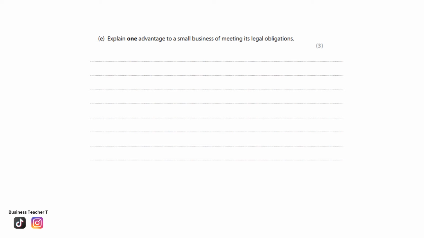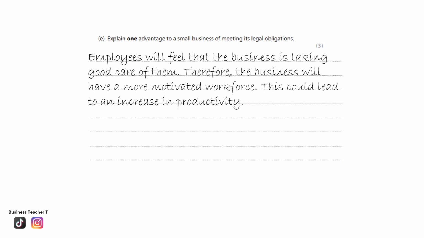Explain one advantage to a small business of meeting its legal obligations. Now here is a possible answer. Employees will feel that the business is taking good care of them. Therefore, the business will have a more motivated workforce. This could lead to an increase in productivity.